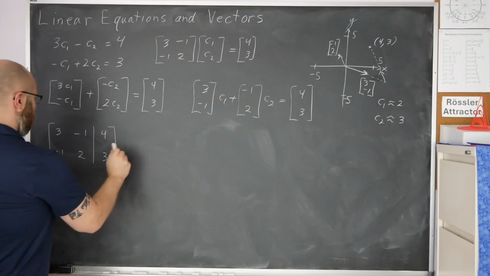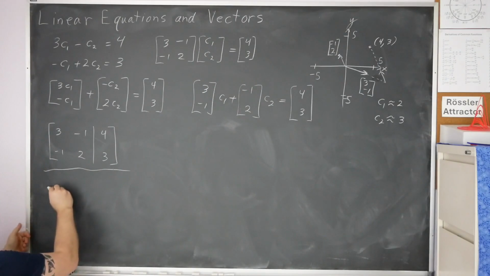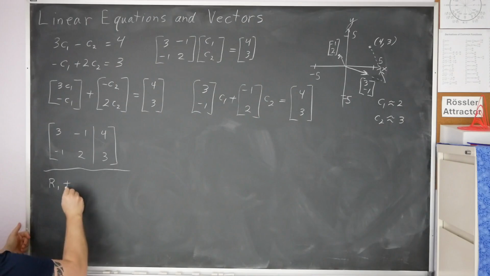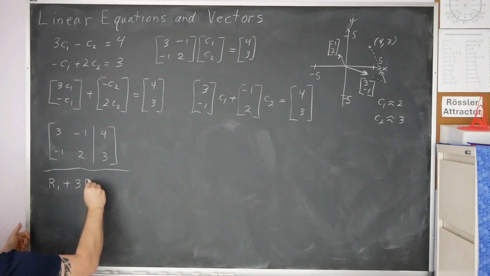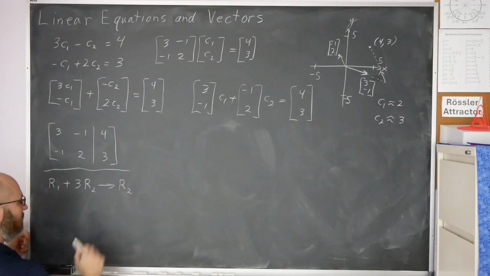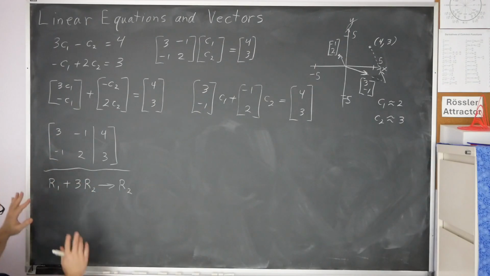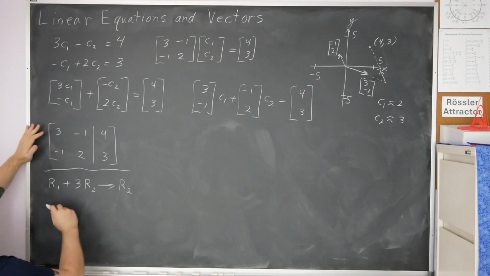Okay, let's see. I'm going to take row 1 and add that to 3 times row 2, then put that in row 2. The reason I'm doing that is I try to avoid fractions whenever I can. So here we go, let's do it.